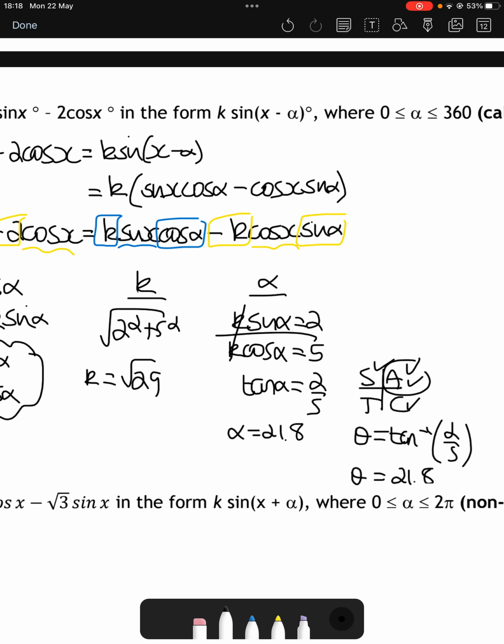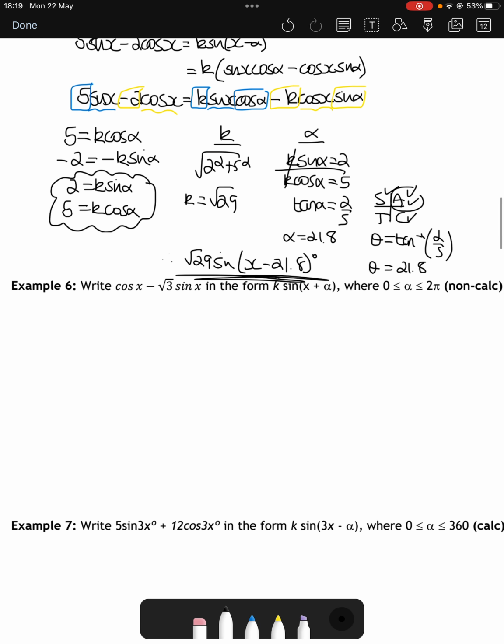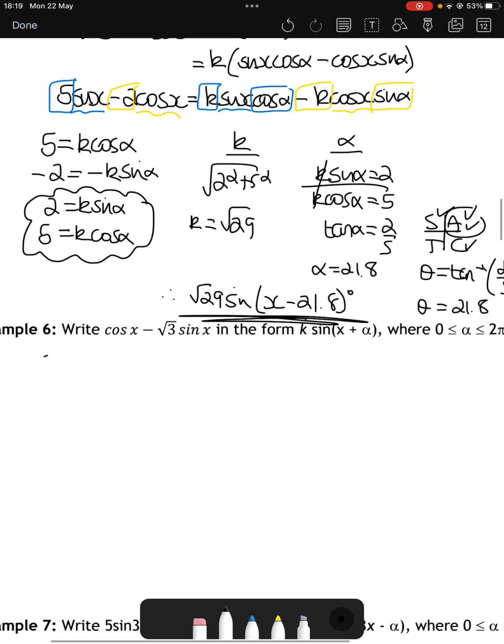And then again, always state your answer. So therefore, you can put equals, but we're looking for root 29 sine of x minus 21.8 degrees. So the only difference is it's your sine expansion this time the question's asked for. And when you're just matching them off, just really take care. Sine with sine, cos with cos. Exact same with number 6. You do so many, it feels a bit repetitive, but in the exam, obviously, you're only going to get one.